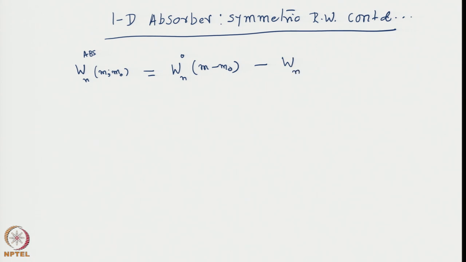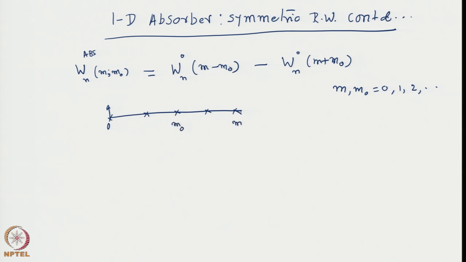minus W n 0 at m plus m naught, where the superscript 0 represents the free walker, a walker without any obstruction, on the entire line including the negative values. Whereas here, the solution is valid for all m, m naught equal to 0, 1, 2, etc., only on the positive line. So, this is a solution corresponding to the case where you have an absorber here at 0, and these are the lattice points on which the random walker moves. He starts from some m naught and this is some m. This is the absorber.